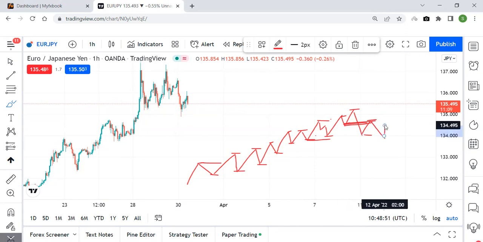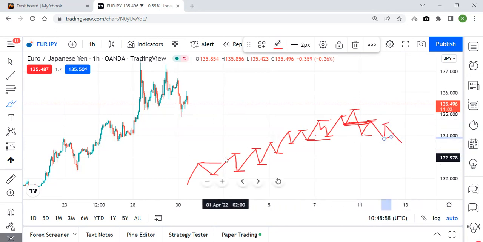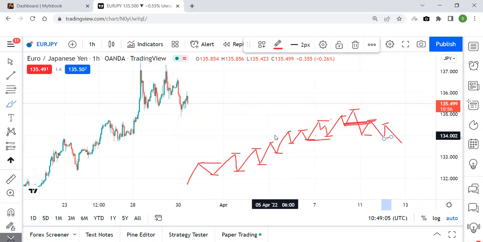We get another pullback into this zone, another move to the downside, our new support, our new resistance. So guys, this is how to spot when the trend has changed in the market. Now let's go to part 2 of this video: where to put our stop loss.